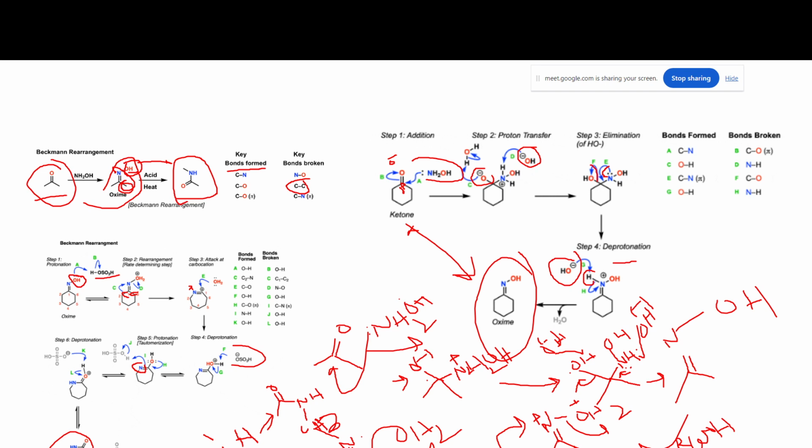So the first one is the Beckmann rearrangement. In the Beckmann rearrangement, what we are getting is, first, from a carbonyl you form an oxime, then from the oxime you get an amide. So how is this rearrangement going on?